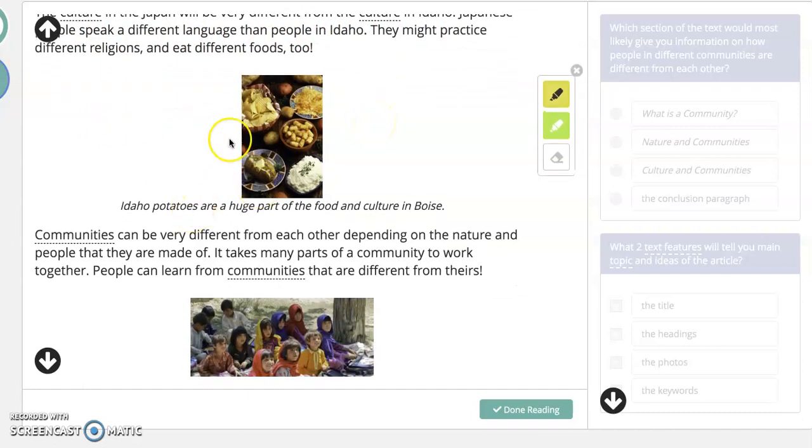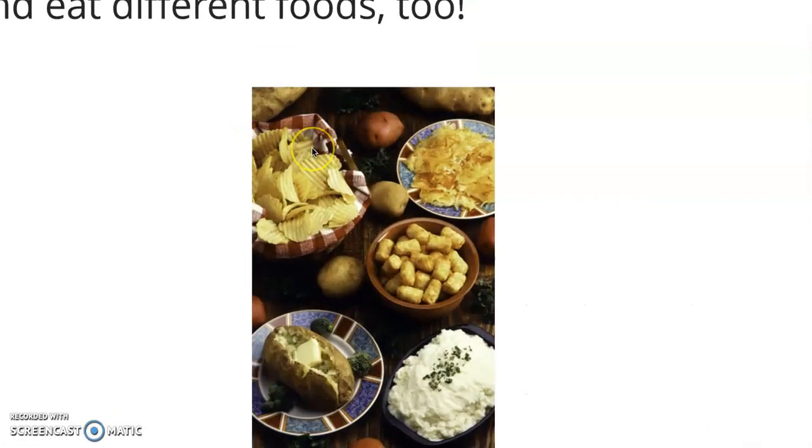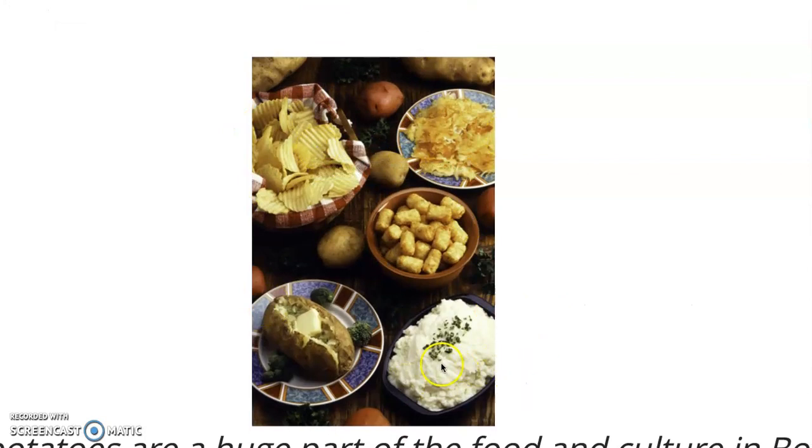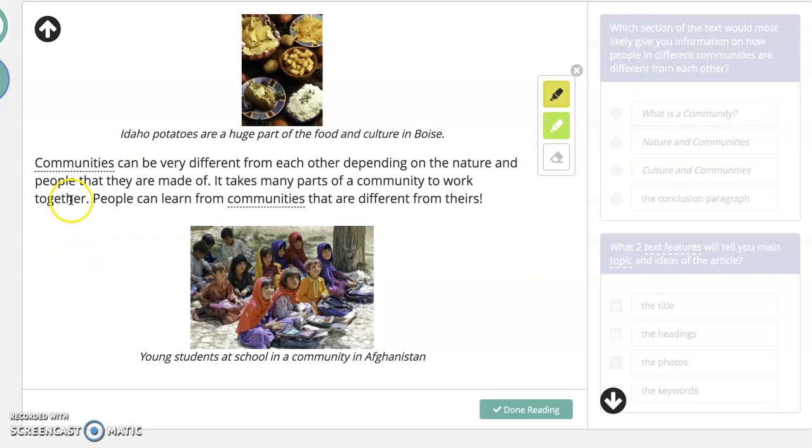Idaho potatoes are a huge part of the culture in Boise, which is a city there. So these are all different types of potatoes: mashed potatoes, baked potato, tater tots, hash browns, potato chips. Who else is hungry? Because I am. That made me very hungry right there.